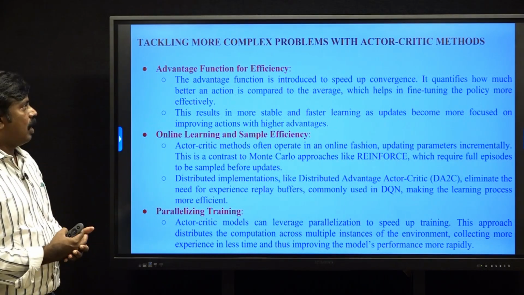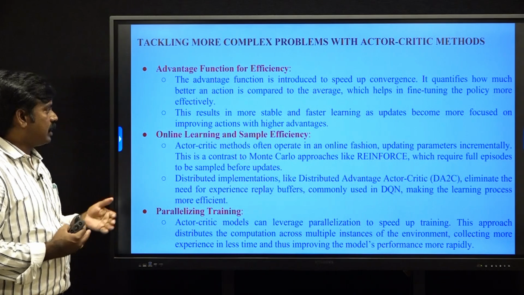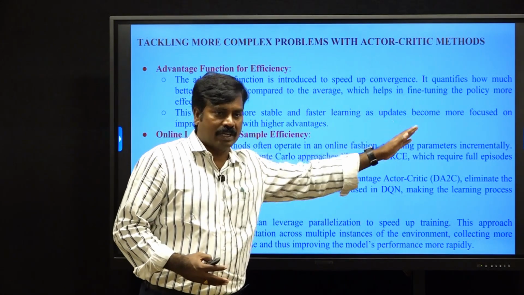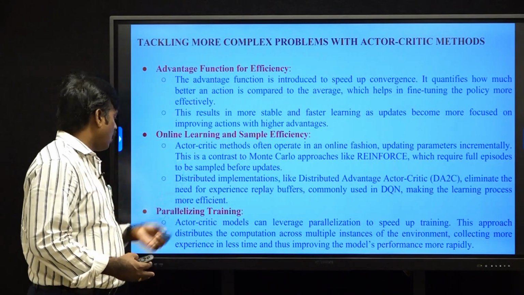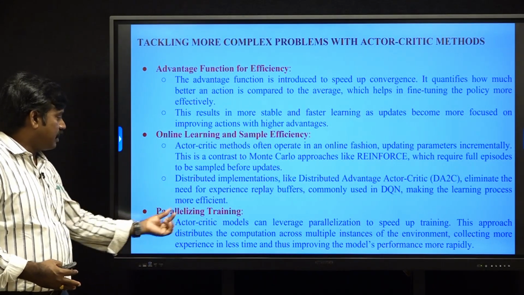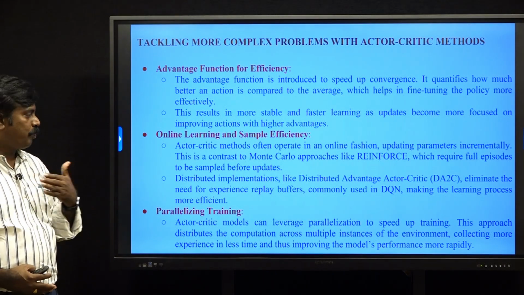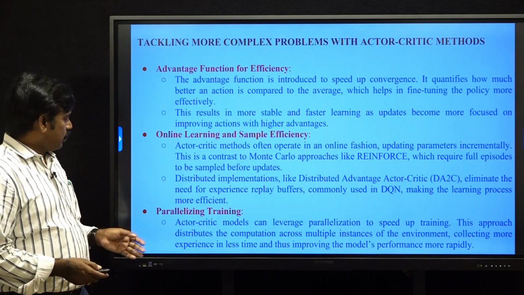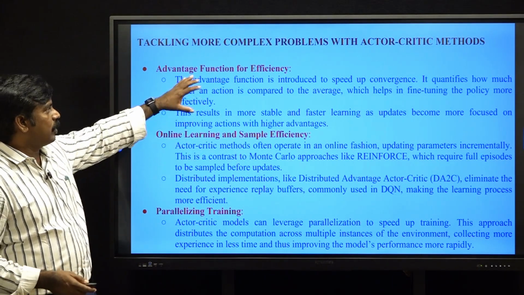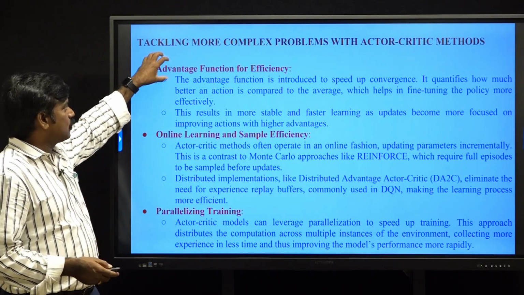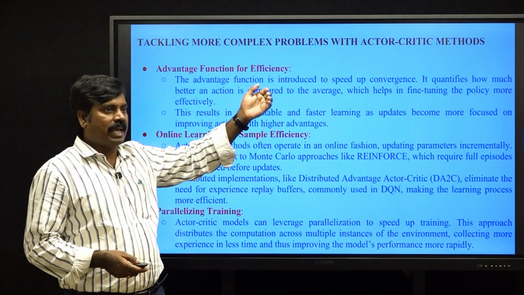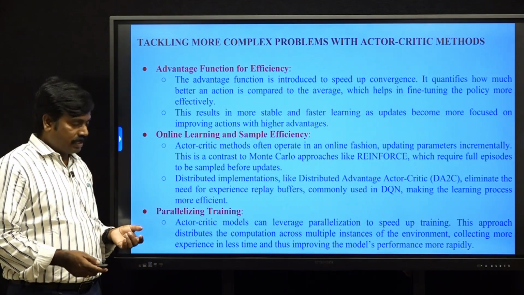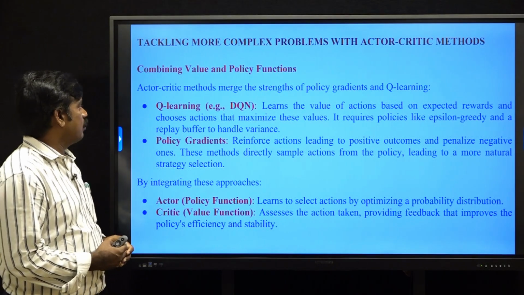Actor-critic is an online learning method. We generally use batch learning, but here the parameters are updated incrementally. Training is also parallelized, so multiple models and samples are trained in parallel. So these are some features of actor-critic: it uses the advantage function, which evaluates the action chosen by the actor compared to other actions, it is online learning, and it uses parallelized training.